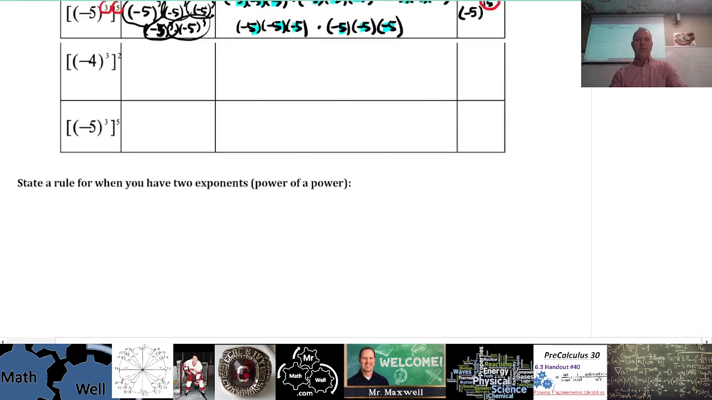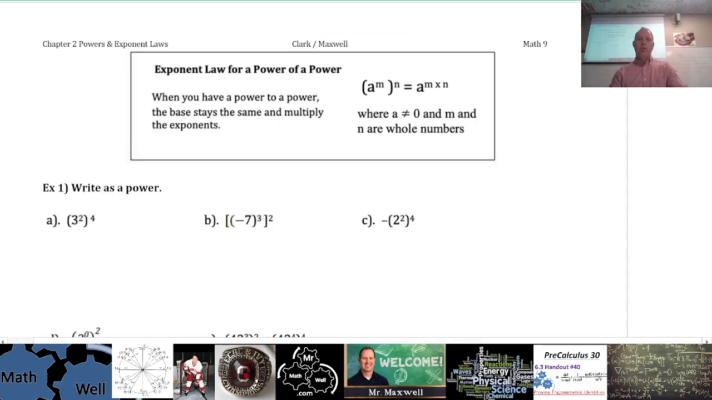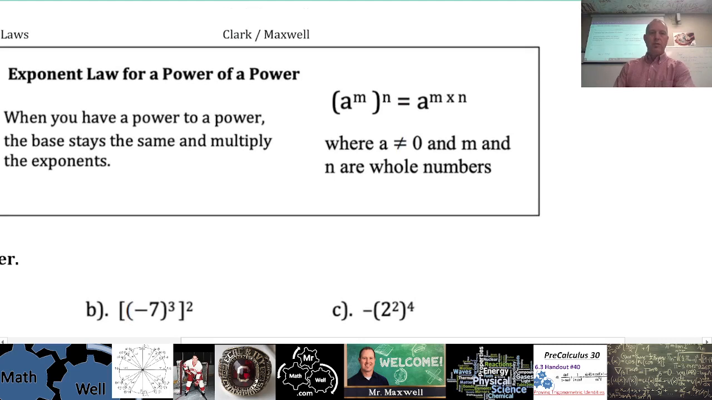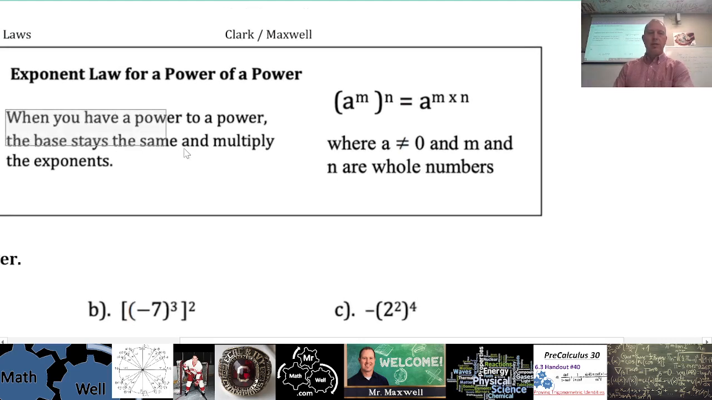That's great. We always have lots of examples. So state the rule. We just talked about that rule. What should we do here? The next page, okay? Do you have a blank there? Okay, let's fill in the blank. Exponent law for a power of a power. So here's the rule written out from what we just talked about.